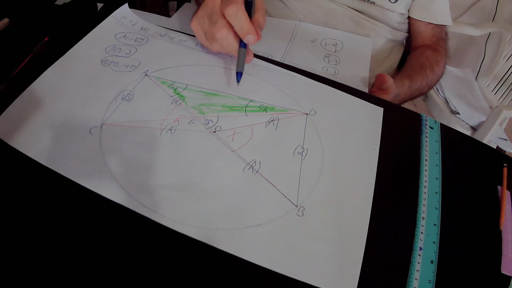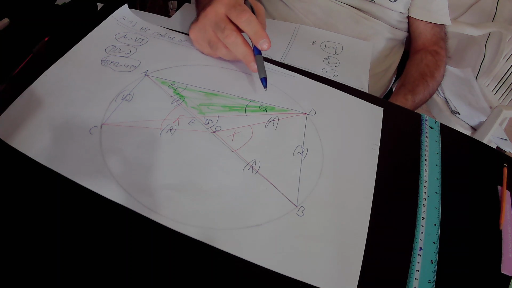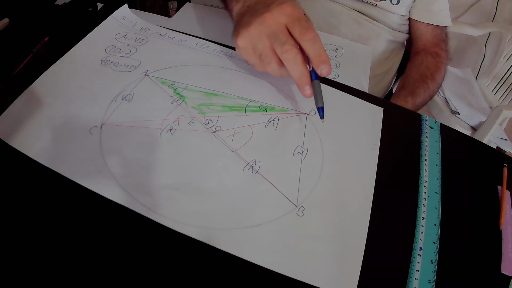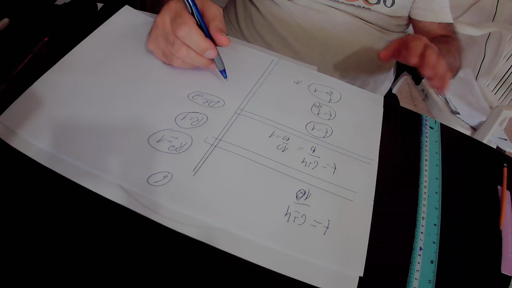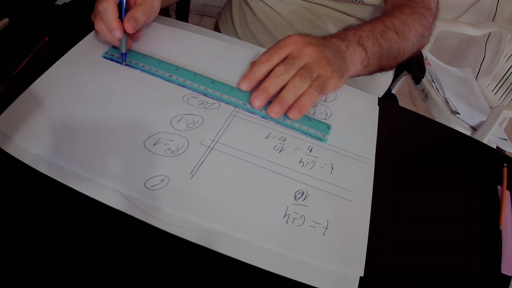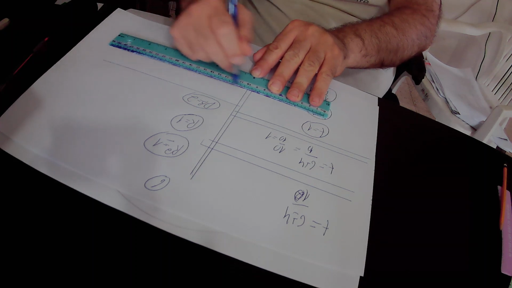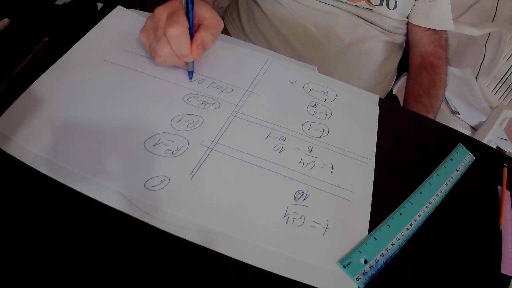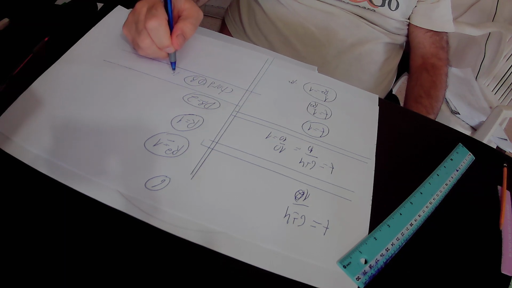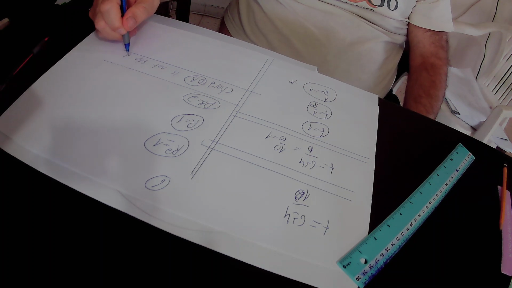The diameter of this circle must pass through the center of the circle, and chord DB is definitely not the diameter of the circle. So I write it down: chord DB is not the diameter of the circle.